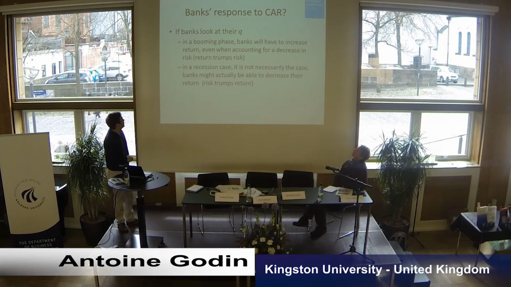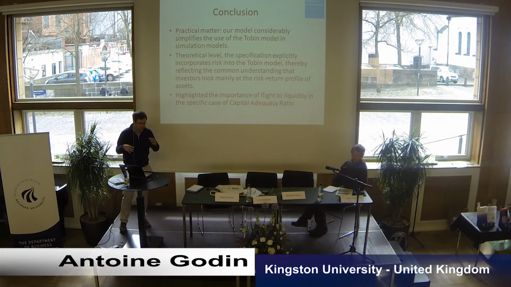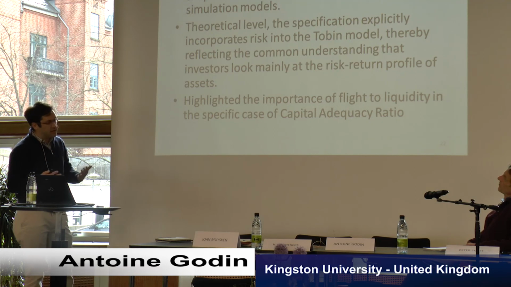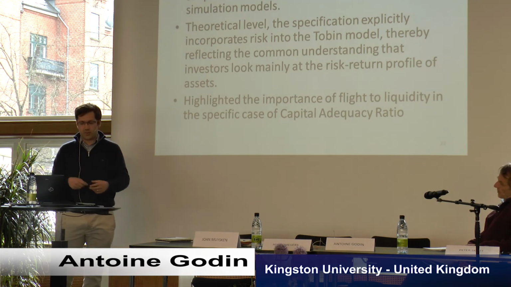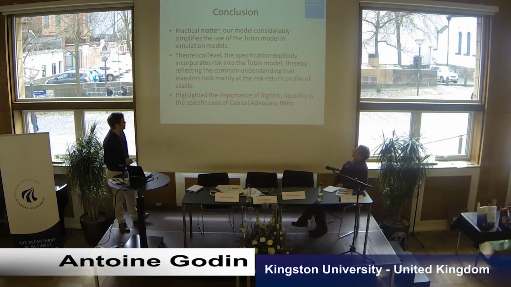Right, so what have we shown? First of all, practically, the fact that we can reduce the way in which the lambda_i0's and lambda_ij's are computed simplifies the usage of Tobin's equation. We can easily extend the model for more assets. Theoretically, we specify explicitly the implication of risk on a Tobin's portfolio asset, and we highlighted the importance of flight to liquidity in the specific case of the CAR.